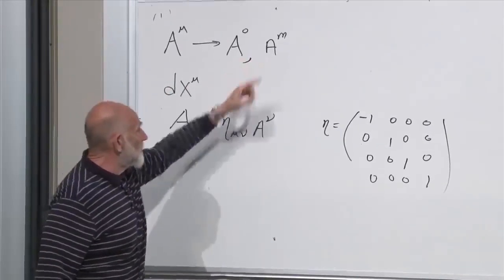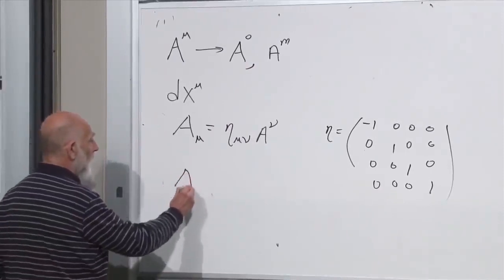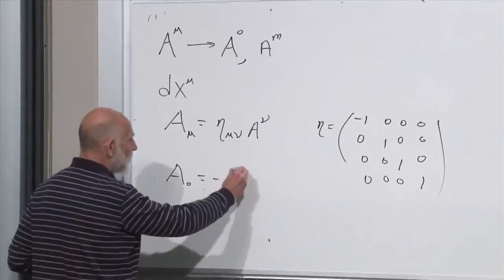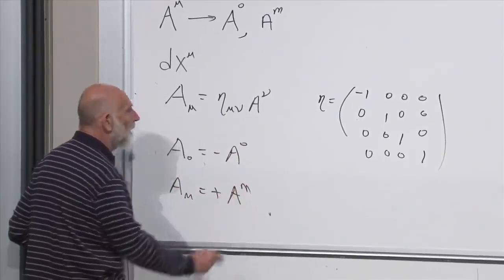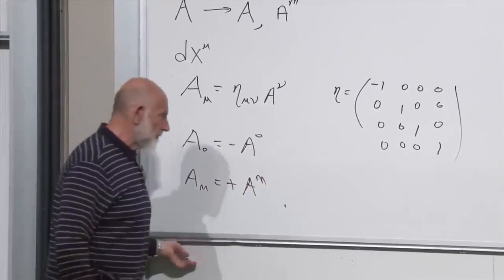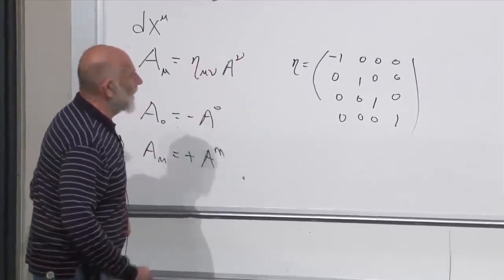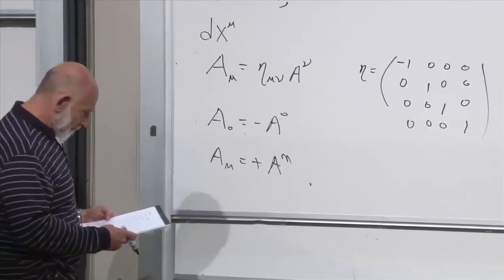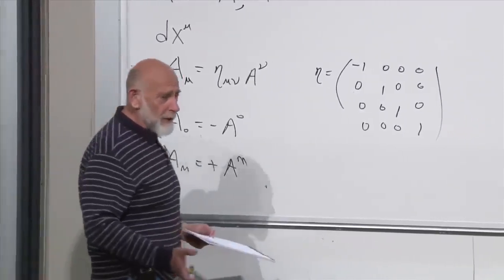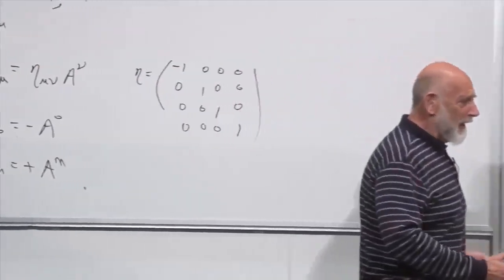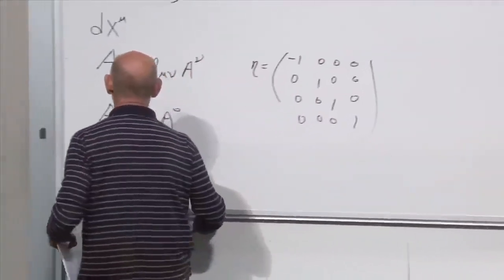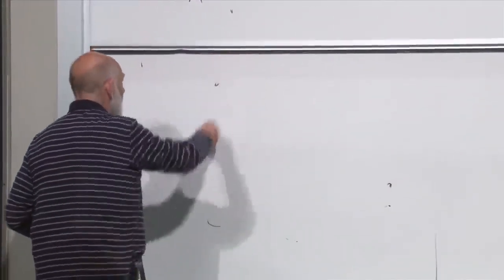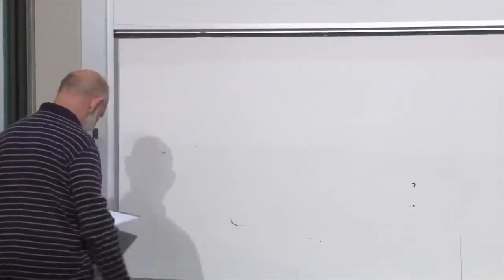All the other components are the same, so we can write A sub naught is minus A super naught, A sub m is plus A super m, and that's all this formula means, but it's been written in a kind of neat way. Whether you find it neat or not at this point is not relevant. The point is that as you start doing things with it, you will begin to find it very neat. All right, so let's take it for granted that it's a useful thing to do.